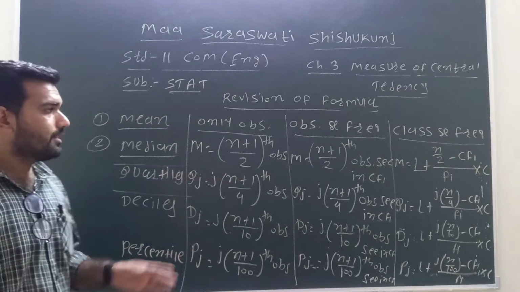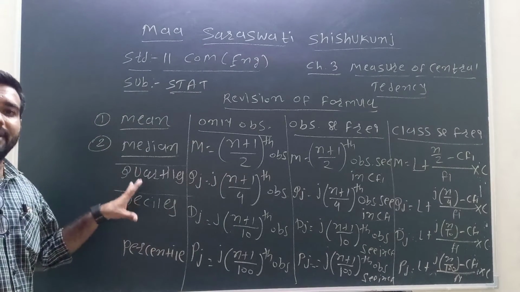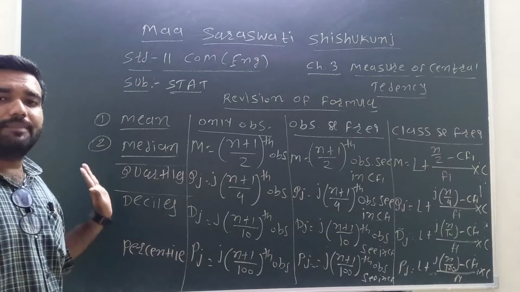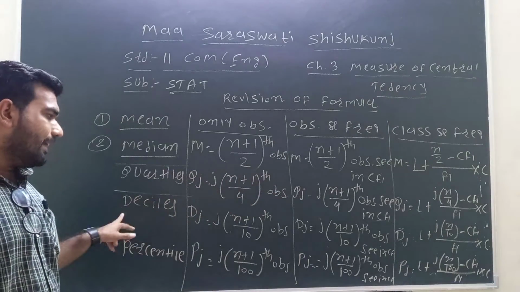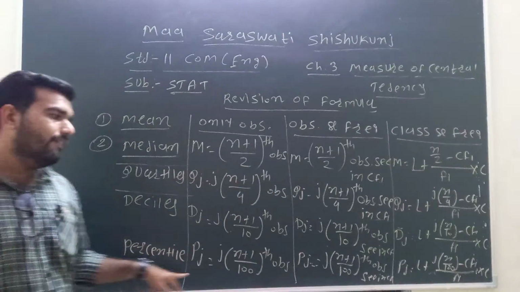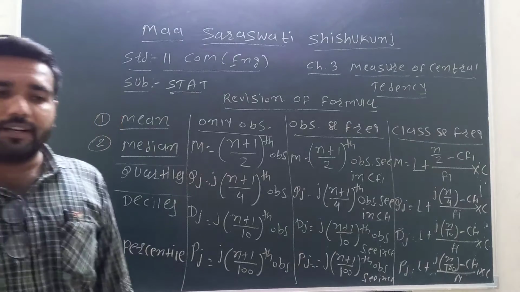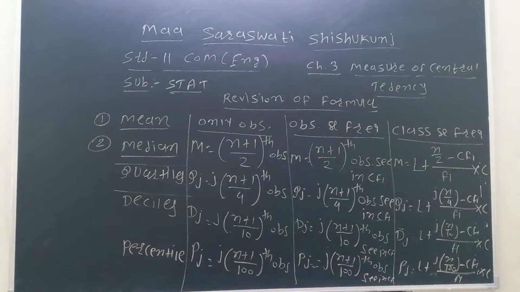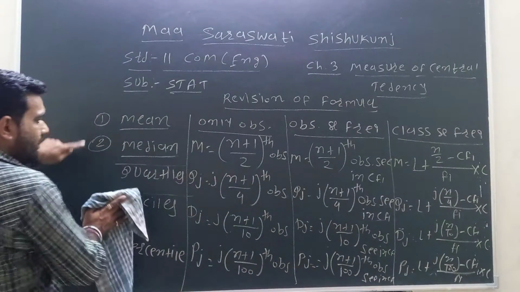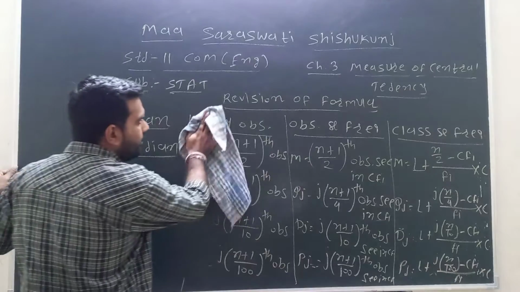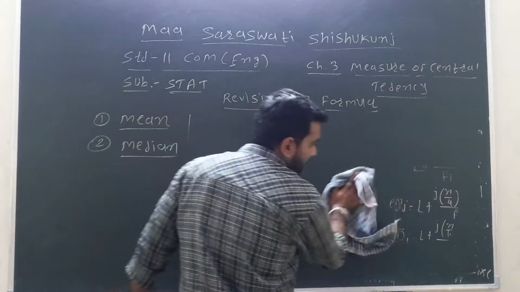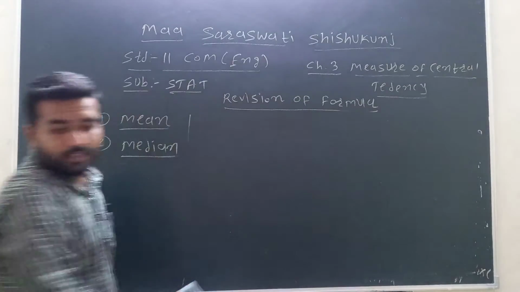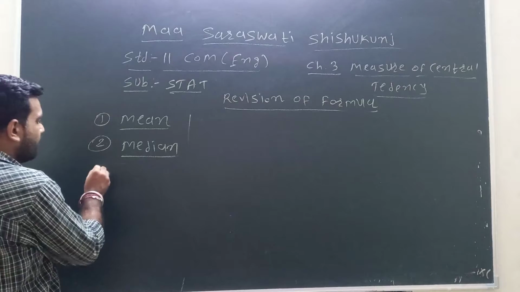lower boundary point of the class. So here are the positional averages: median, quartile, decile, percentile. Median is divided by 2, quartile by 4, decile by 10, and percentile by 100. So these are the median, quartile, decile and percentile formulas. First is mean, second is median. Here we have completed the positional averages. Now the next one, the third one, is mode.